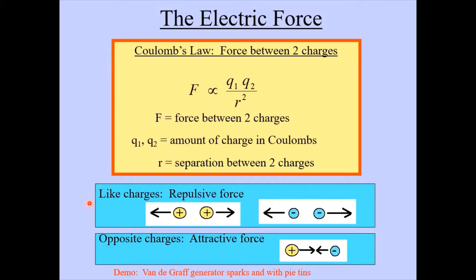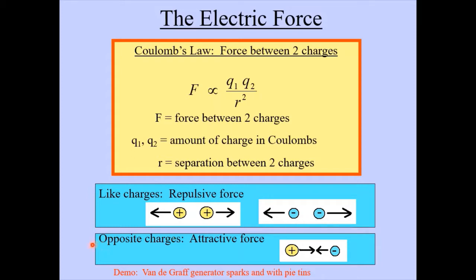The main things here are that the force can either be repulsive or it can be attractive. So for like charges, meaning two of the same type of charges, the Coulomb force or electric force is repulsive. This means that two positive charges, if they're placed next to each other, will be repelled by each other and push away from each other. The same thing happens if we have two negative charges. They will also be repelled from each other.